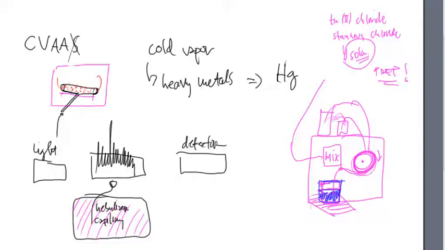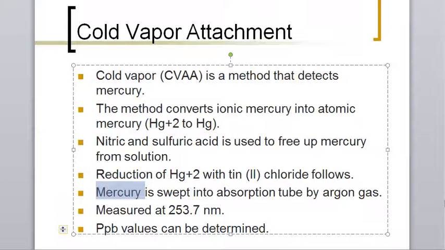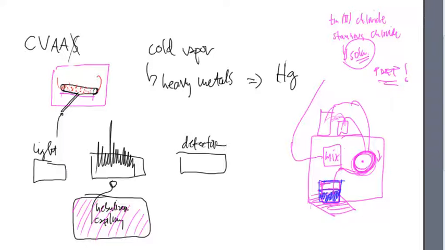So with that said, you're still pumping mercury vapor out into the air. But it's cold vapor, and cold vapor basically means it doesn't need a burner head in order to do its job. The mercury is measured at 253.7 nm. That is the primary wavelength for mercury, the most sensitive area for mercury, and we can go down to a part per billion level with the mercury cold vapor attachment. Part per billion is pretty low. We're always very excited and happy when we can go that low on an atom or a molecule.